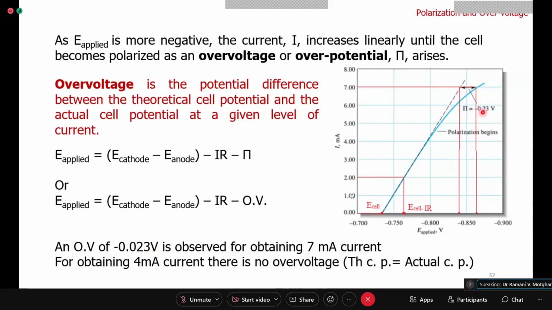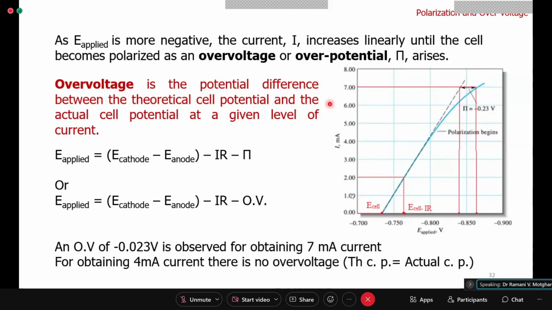An over voltage of minus 0.023. This is wrongly written here; it should be a 0 here. Minus 0.023 volt is observed for obtaining 7 milliampere current. Writing this is very important. So for obtaining 4 milliampere current, there is no over voltage. That is, the theoretical value is equal to the actual value. But for obtaining 7 milliampere current, there is an over voltage. The theoretical value is lesser than the actual value because of over voltage, and that is how you get the over voltage.